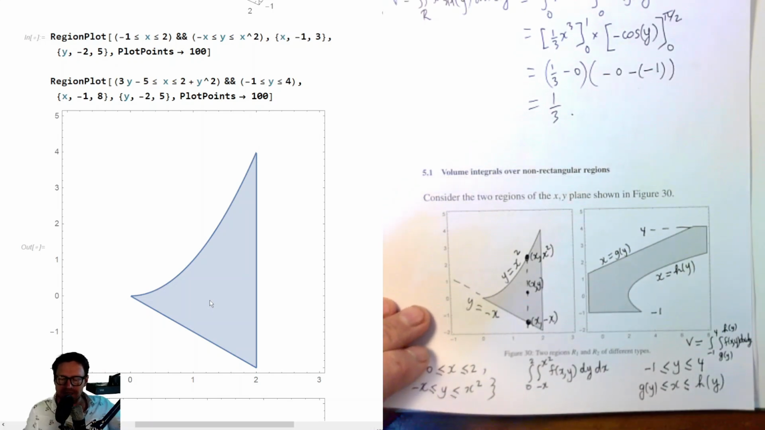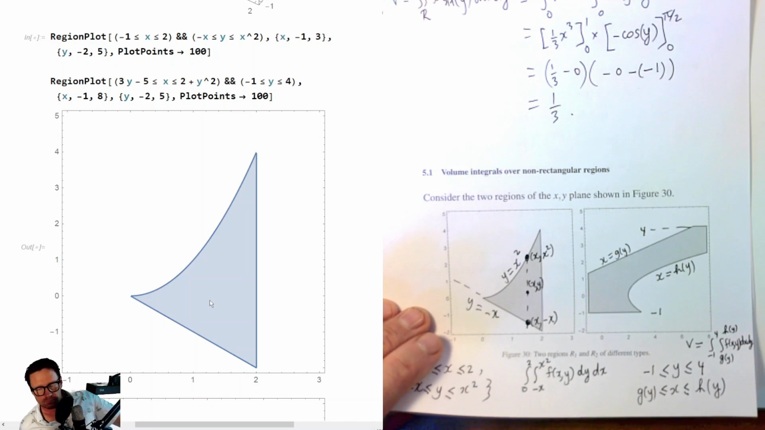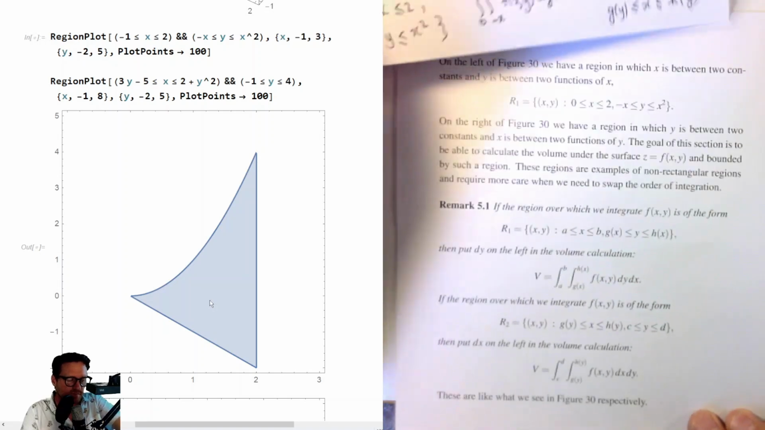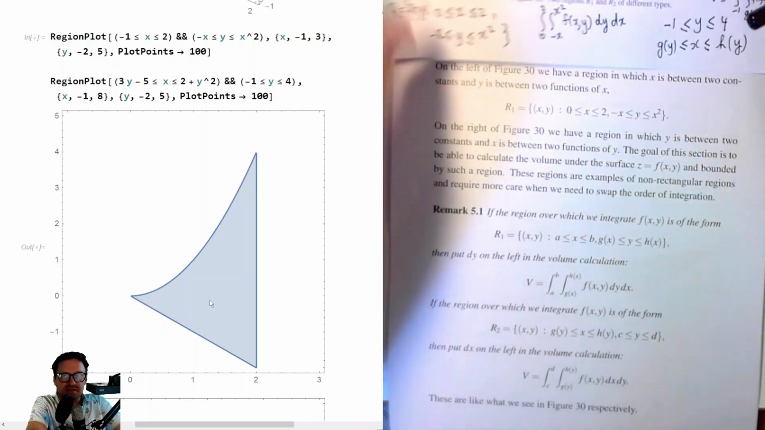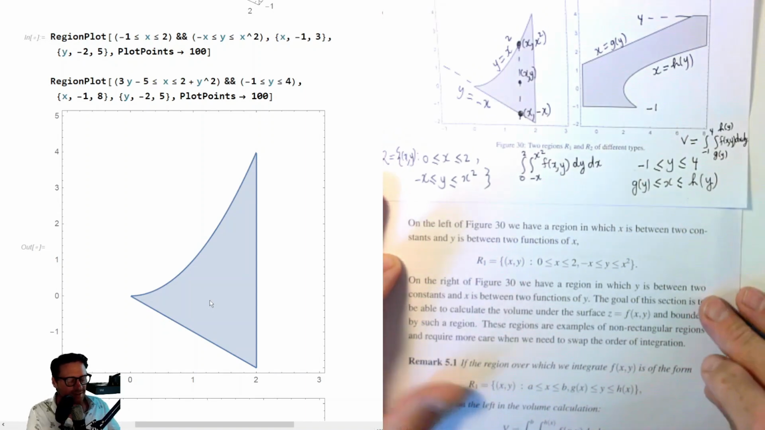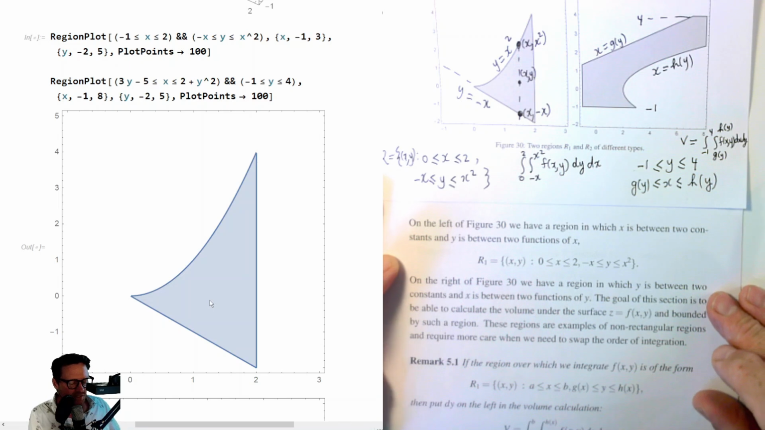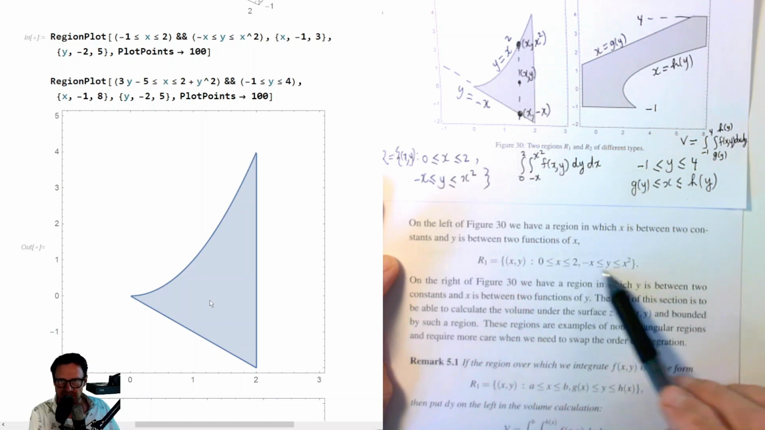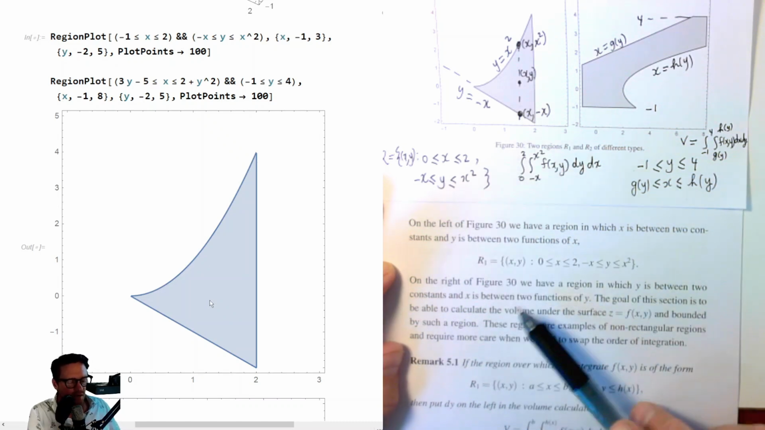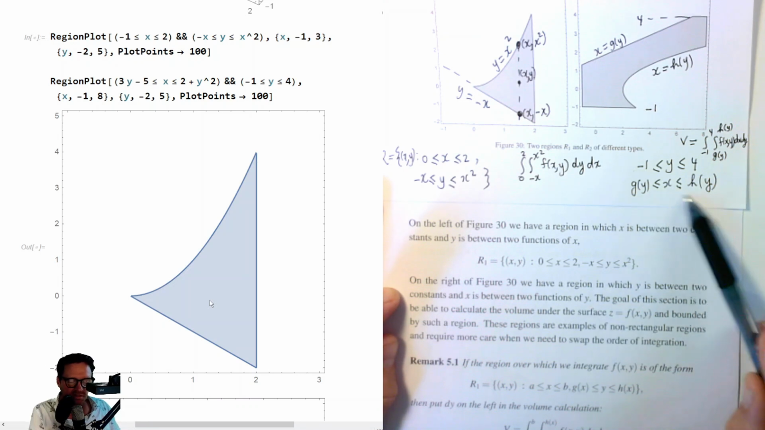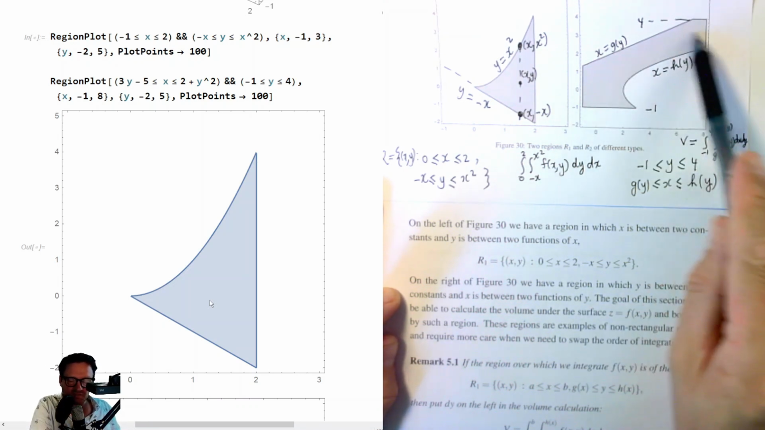Okay, so let's go ahead now and consider the details of this. We've got our drawing, and that should tell us basically what's in the next paragraph, but let's read this while we look at that sketch and notes on the sketch. On the left of figure 30, we have a region in which x is between two constants and y is between two functions of x. So exactly what we've written there. On the right of figure 30, we have a region in which y is between two constants and x is between two functions of y. Just like we have there. x is between two functions of y.